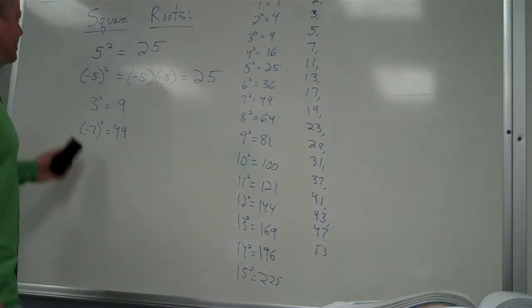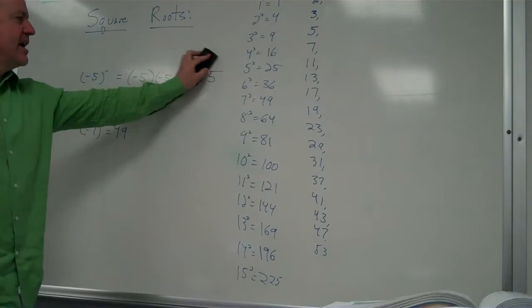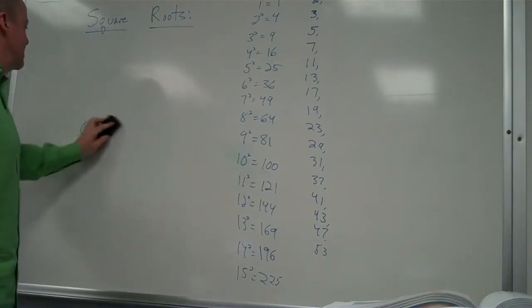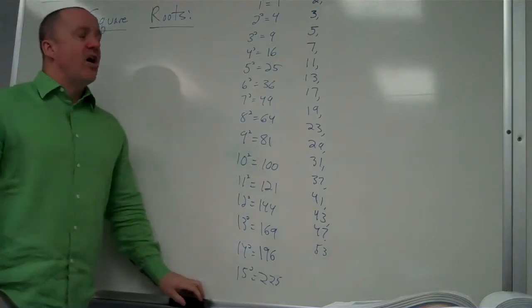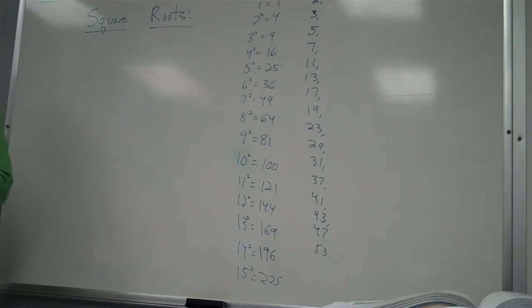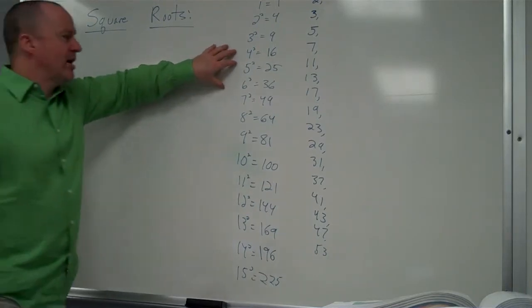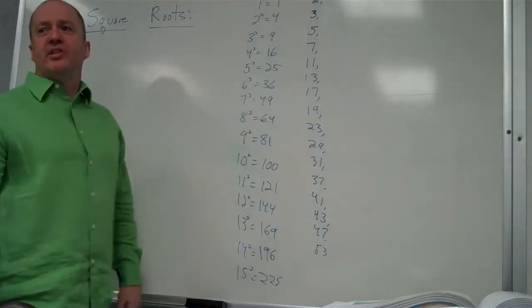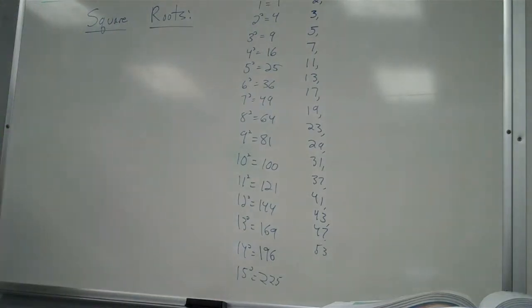Okay, now I'm gonna erase these examples. Here's where these 3 ideas come into play. We're gonna combine all 3 of these ideas, knowing your squareds, knowing your prime numbers, and today we're gonna simplify square roots. So first, let's start with something obvious.